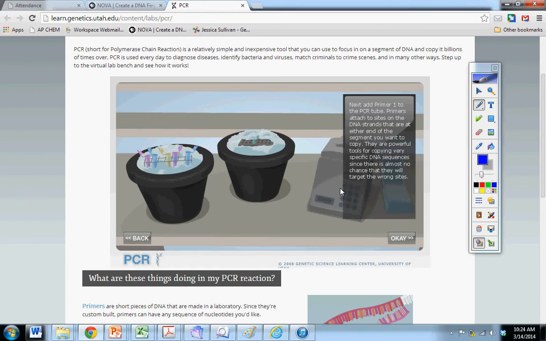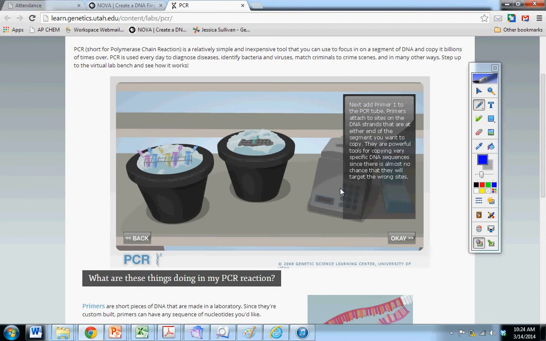Number one, once the extracted DNA is in the PCR tube, which is on ice, what must you add? Primer 1 to the PCR tube. Primer is attached to sites on DNA strands that are either end of the segment you want to copy. Primer 1's on the leading end, and primer 2's on the lagging end, which you don't really need to get into. They are powerful tools for copying very specific DNA sequences. There is almost no chance they will target the wrong site.